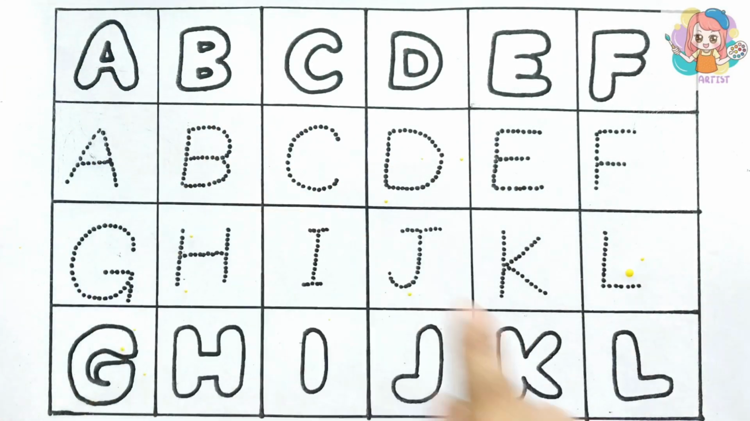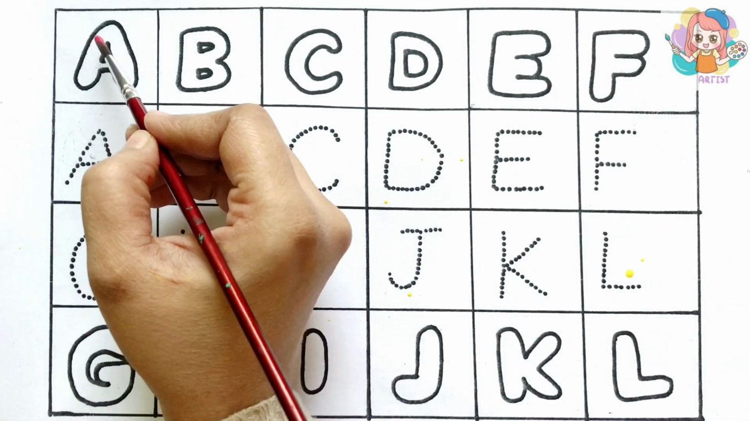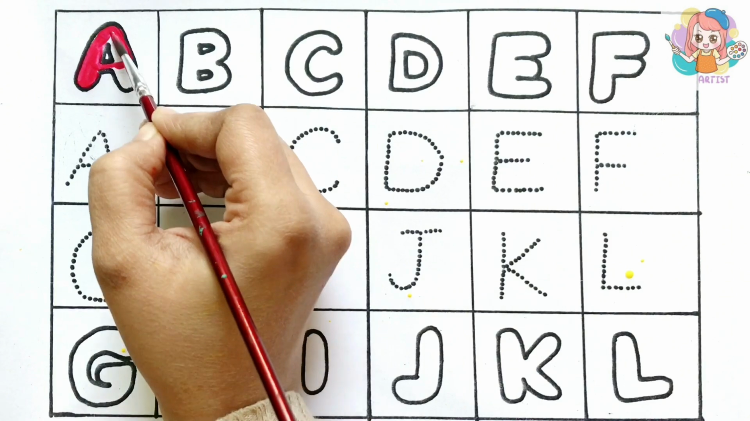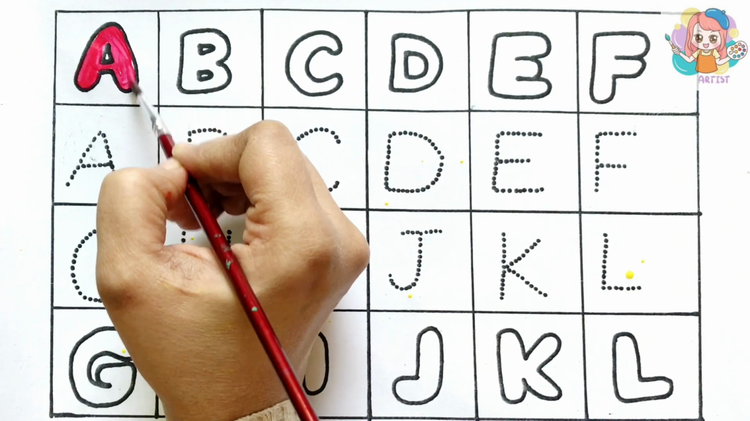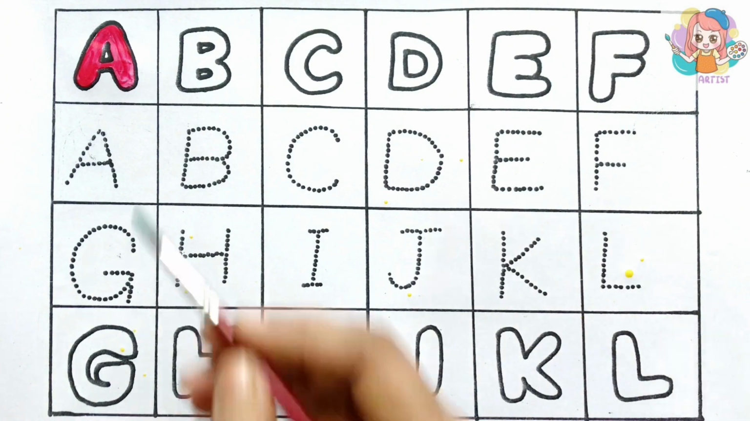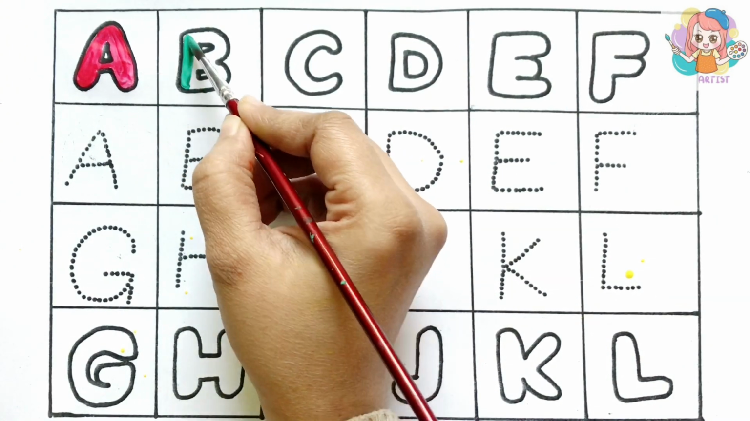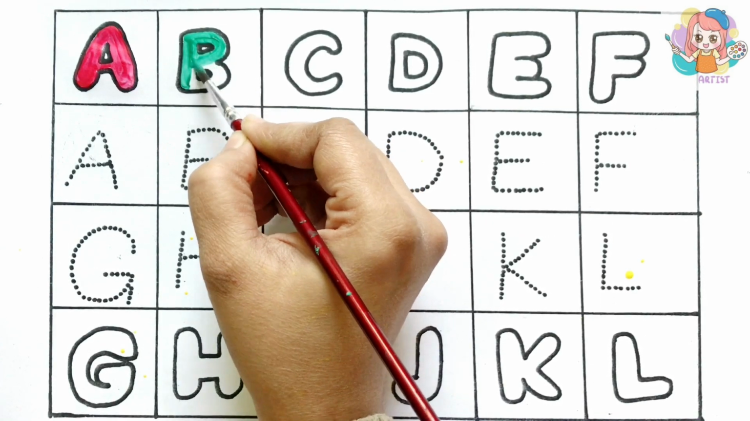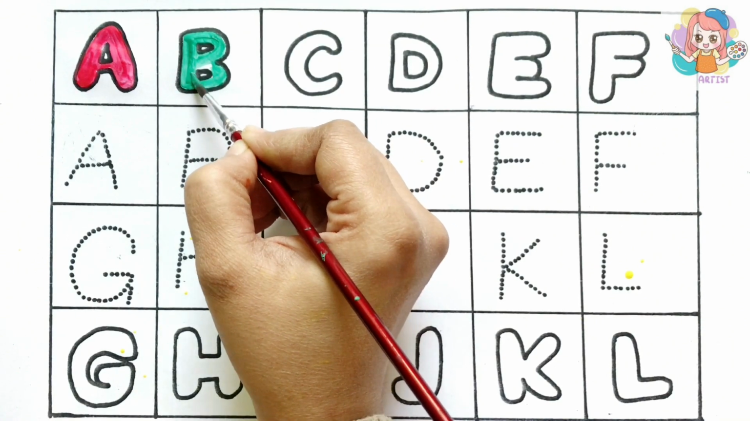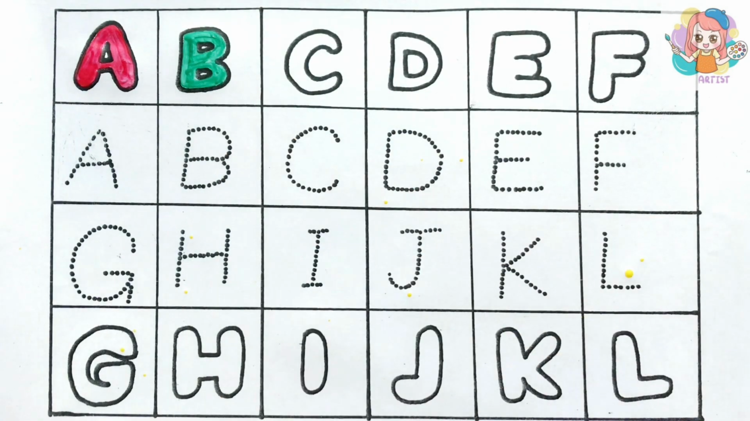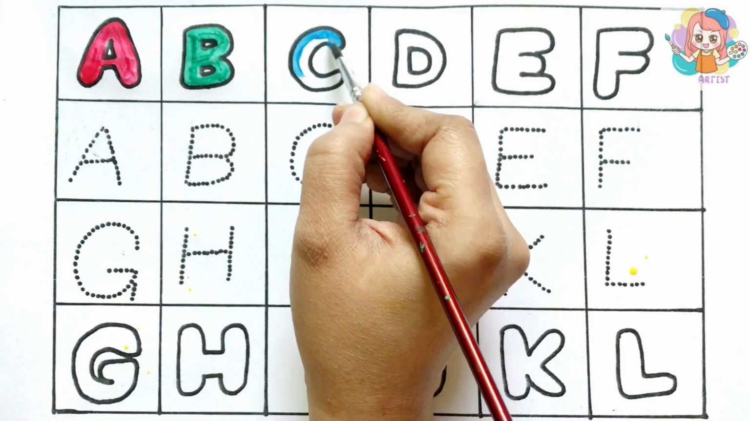I learned ABC, A to L. A. A is for apple. B. B for banana. C. C for cherry.